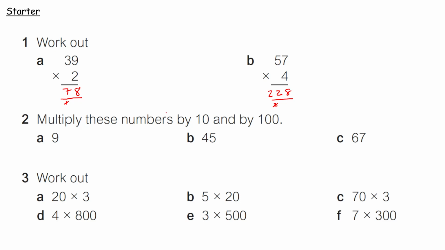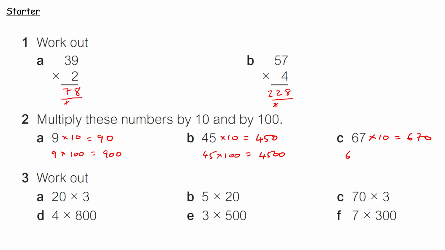Number 2, multiply these numbers by 10 and by 100. So it will be 9 times 10 will give me 90, but 9 times 100 will give me 900. On B, 45 times 10 will give me 450, and we got 45 times 100 give me 4,500. And for C, 67 times 10, 670, and we do 67 times 100, which gives me 6,700.